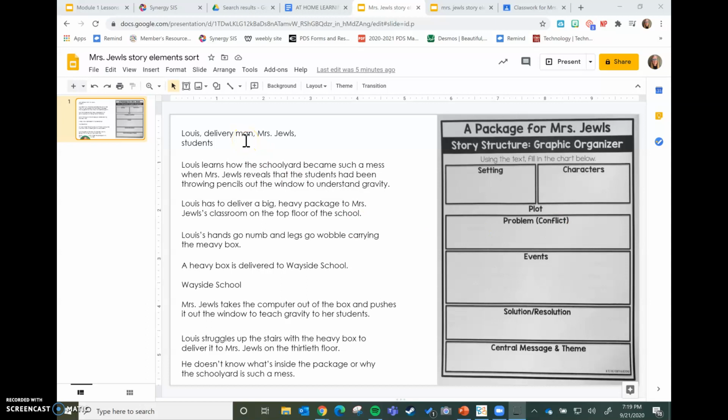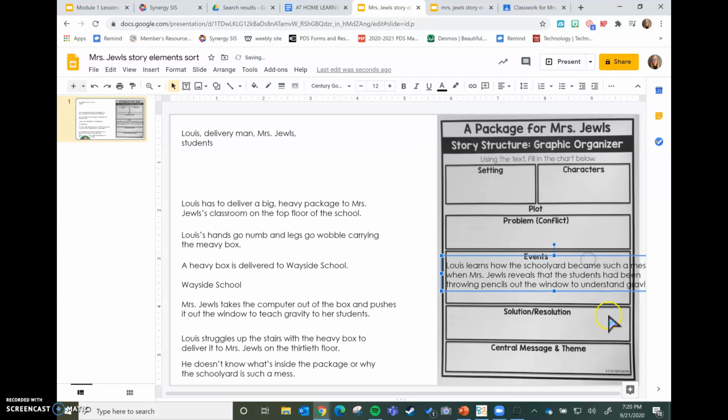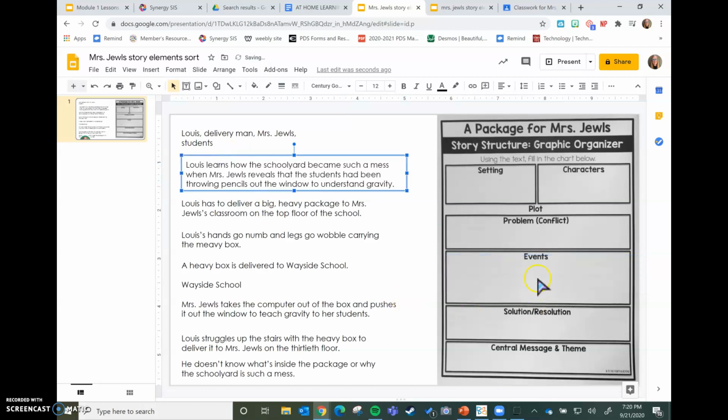So, for example, let's look at "Lewis learns how the schoolyard becomes such a mess when Mrs. Jules reveals that the students had been throwing pencils out of the window to understand gravity." So I'll think about it and I'll say, I feel like this is probably an event, something that happened in the story. So you're just gonna drag it over, drop it right there in events. Okay. You're gonna do that with all of these.